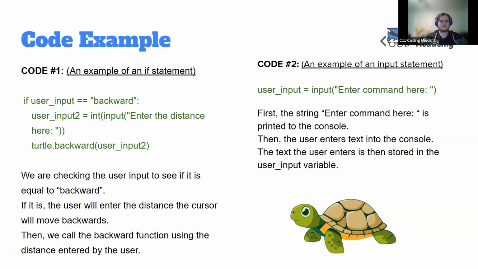This is an example of an input statement. First, the string enter command here is printed to the console. Then the user enters text into the console. The text the user enters is then stored in the user input variable.